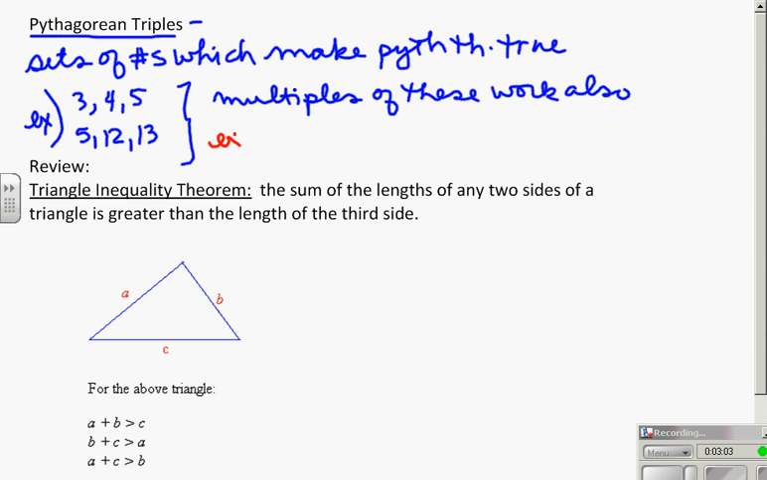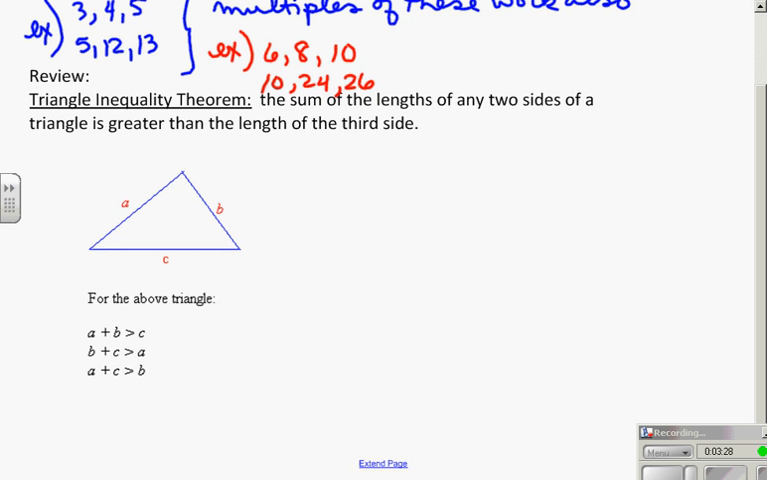And so for example, if I multiplied everything by 2, that would give me 6, 8, 10 as a triple, or 10, 24, 26 as a triple. And it's just a way to kind of have a shortcut. If you see 3 and 4 as the legs of a right triangle, you know the hypotenuse is 5 without doing the Pythagorean theorem because it's one of the triples. Just a little shortcut.